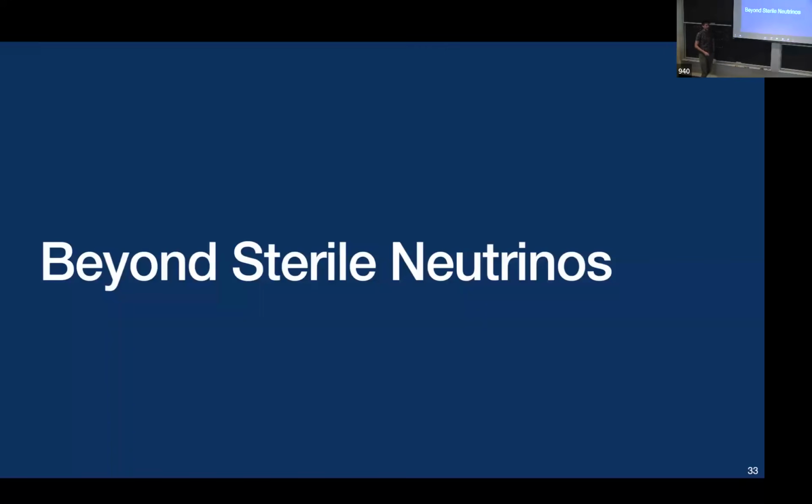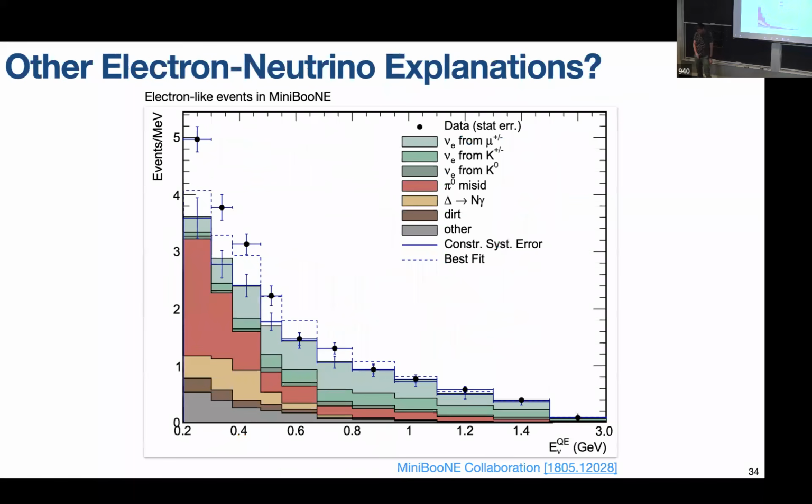Okay, so I'm going to put that aside and talk about going beyond these sterile neutrino hypotheses, because I think that's where the real magic is. I would love it if this were actually new physics beyond that explanation. And so what else could it be?